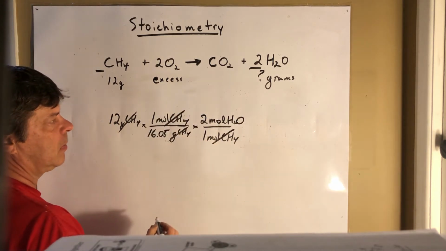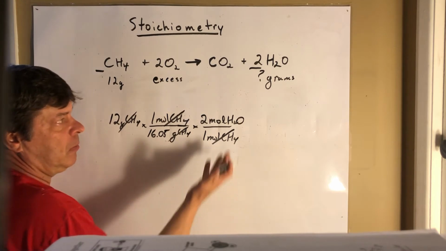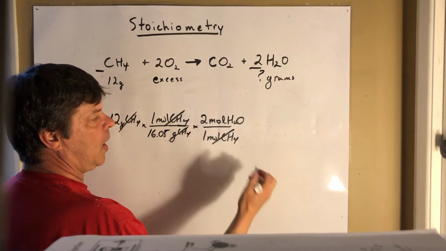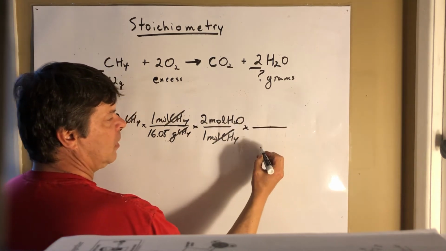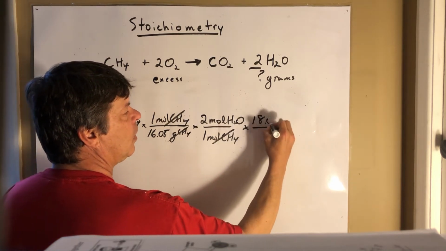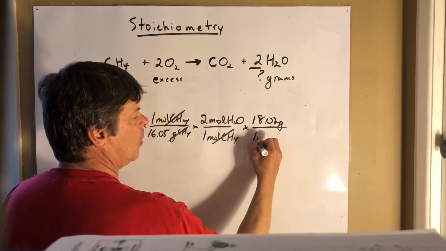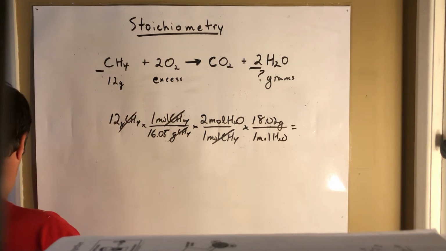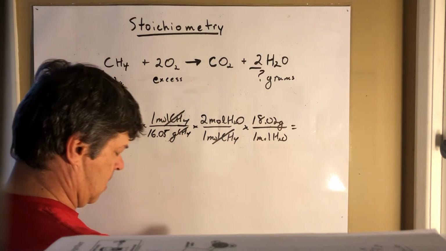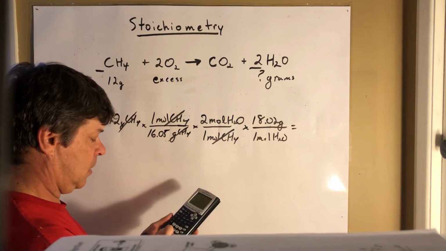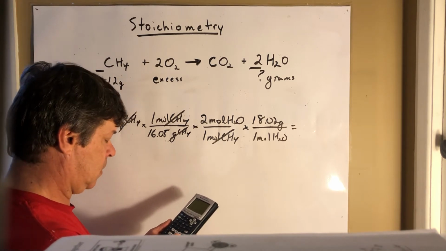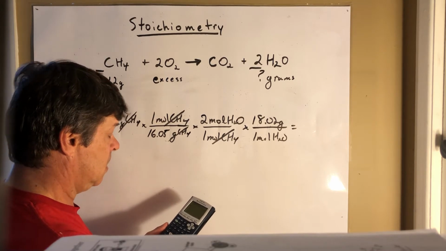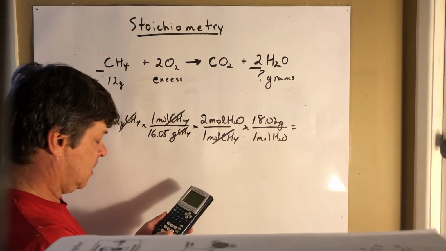So that cancels out. Now we could stop here and we'd have moles of water. This problem wants us to convert to grams. So then all we need to do is multiply by the molar mass of water. 1 mole of H2O. And then just get out your calculator and let's see. So we'll take 12 times 2 times 18.02 equals, then we'll divide it by 16.05.